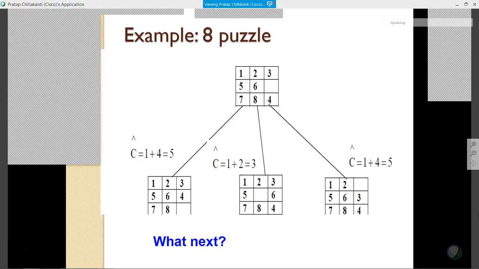Obviously, the middle branch, right, where the cost function is equal to 3. Why would I want to take a higher cost path? I want to take a lower cost path. Correct?